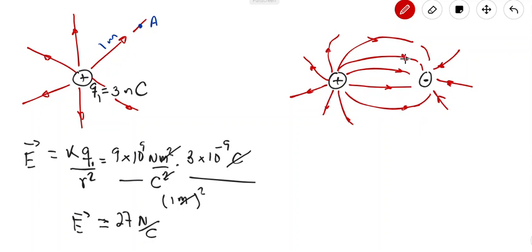I mean, we have that the electric field lines are leaving the positive charge and entering the negative charge, right? So this is my electric field. Well, this is what is called an electric dipole. So this is an electric dipole.